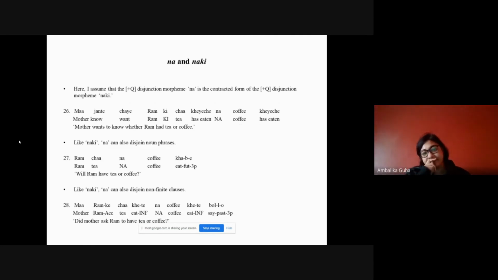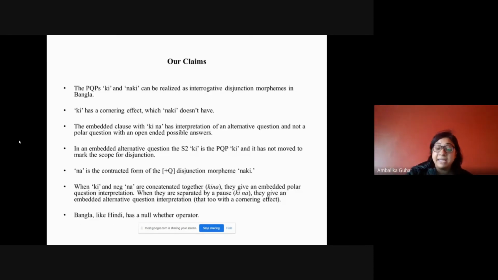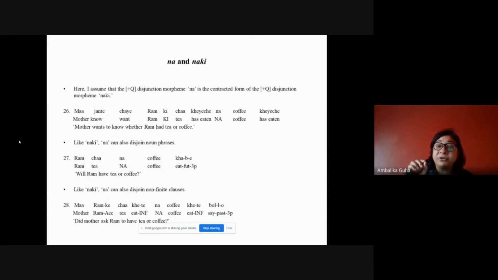And I also have another argument: maybe the na that we see here in 26, cha kheche na coffee kheche, tea or coffee, is the contracted form of the morpheme naki. Why am I making this claim? Because they seem to display similar behavior. Exactly like naki, na can also disjoin noun phrases. Like 27, Ram cha na coffee khabe. Will Ram have tea or coffee?